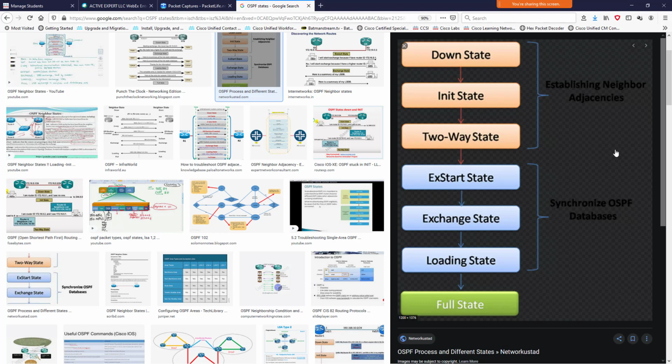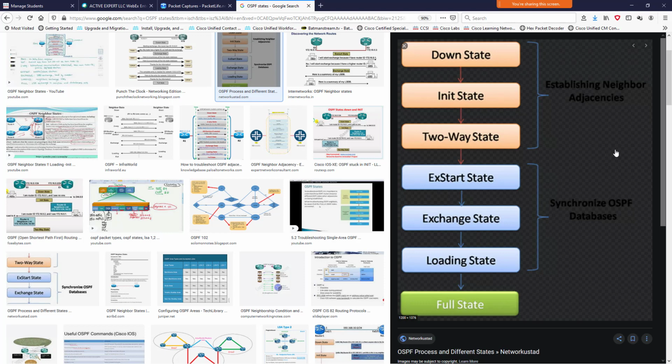The exchange state is where we exchange database descriptor packets, which describe our database. We don't automatically just send our entire database to the peer. We only send what the peer needs to see, because again, these databases can be very, very large. They can contain a lot of information. So I tell you what I have, you tell me what you have as a summary, and then I request details for stuff I don't have that you have, and you request details in the form of a link state request of stuff that I have that you don't have.